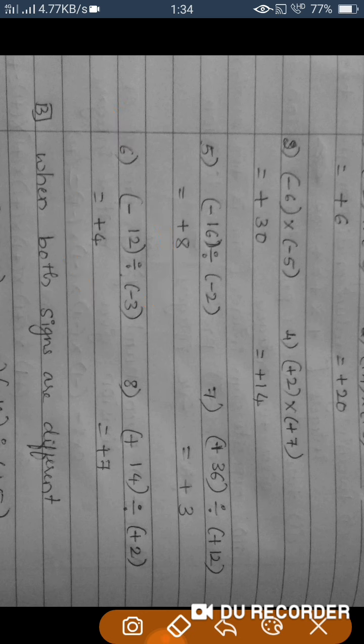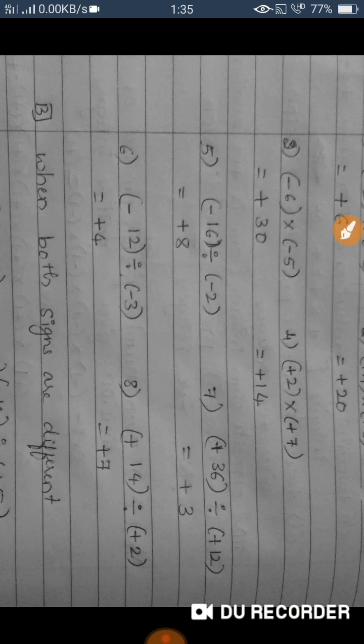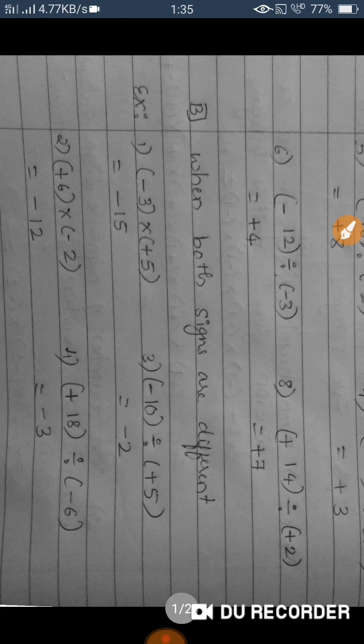Then go for the seventh one. 36 divided by plus 12. Both signs are positive means it is always positive only. 36 divided by 12 gives the 3 answer. Then what about 8th one? Same positive. In the positive sign there is no confusion at all. 14 divided by plus 2 gives a plus 7 here. I hope you understand. Now go for the next condition.